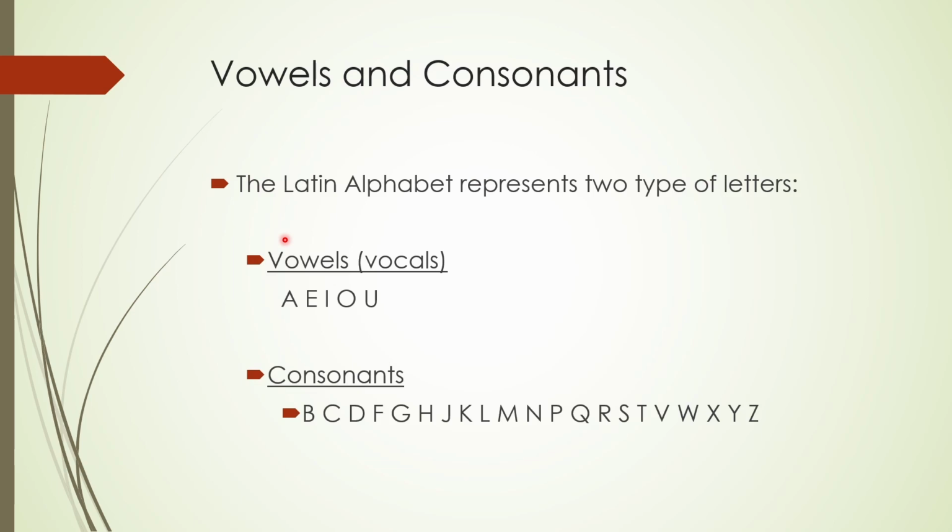Now the Latin alphabet follows the tradition of the Greek alphabet and the earlier alphabet, and it represents two types of letters. The vowels. The vowels are A, E, I, O, U. These are the Latin vowels. And then the consonants B, C, D, F, etc. Notice that today English is the only language that calls this A, E, I, O, U. In the rest of European languages, these are called A, E, I, O, U.